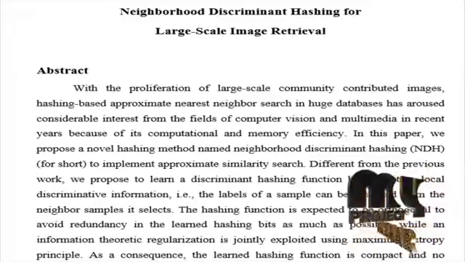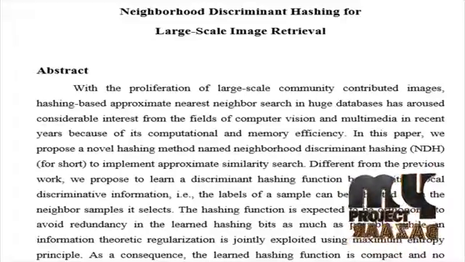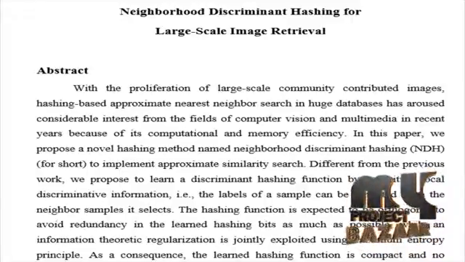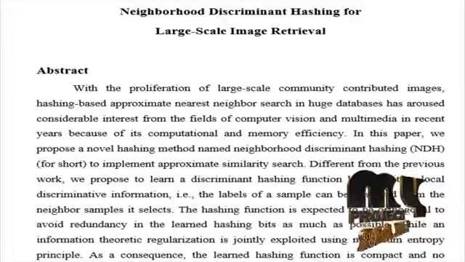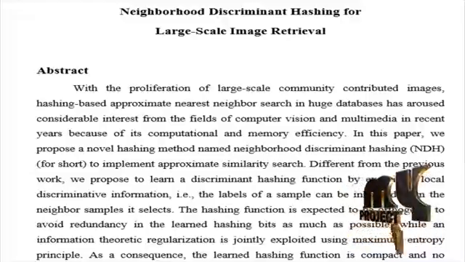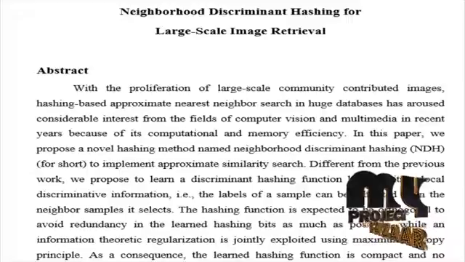Different from previous work, here we propose to learn a discriminant hashing function by exploiting local discriminant information, that is, the labels of a sample can be inherited from the neighbor samples it selects. The hashing function is expected to be orthogonal to avoid redundancy in the learned hashing bits as much as possible, while an information theoretic regularization is jointly exploited using the maximum entropy principle.